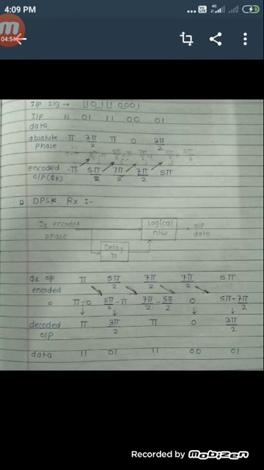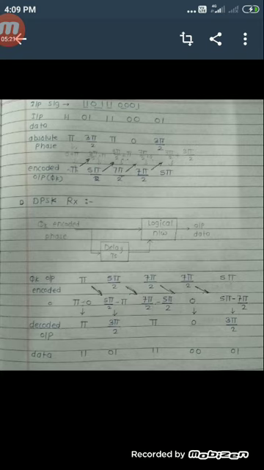Finally we will get the encoded output, that is phi k: pi for the first symbol, then 5 pi by 2 for the second symbol, then 7 pi by 2 for the third symbol, 7 pi by 2 for the fourth symbol, and 5 pi for the fifth symbol. Okay, so this is the encoded output. With the help of this encoded output, we will see the differential phase shift keying receiver.